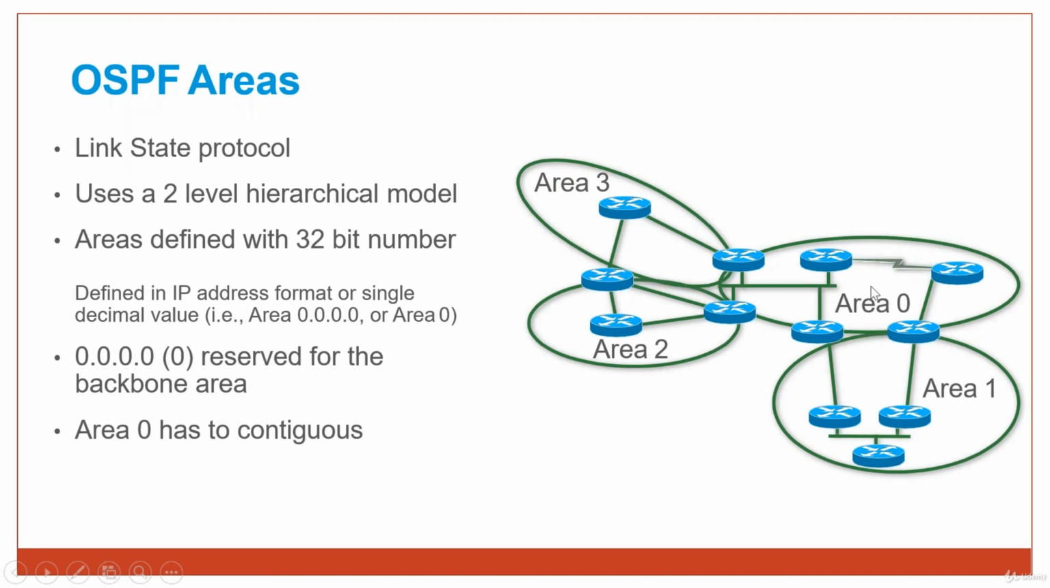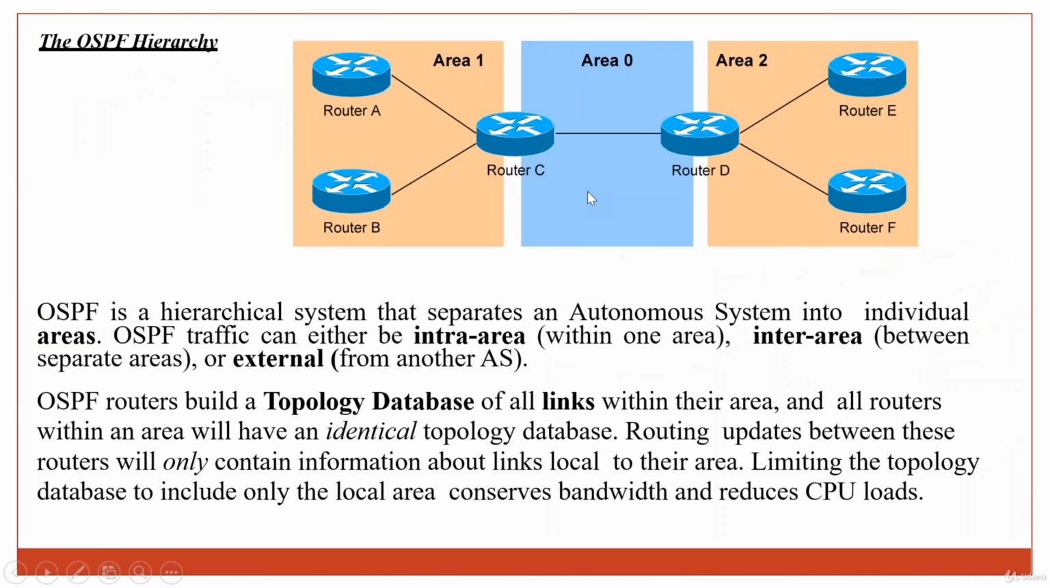All the areas are supposed to be connected with a backbone, that's area 0. If we have a non-backbone area connected with any other area, then you have to create a tunnel or virtual link in between. Now, suppose we have such a type of topology here. You can see that I have area 0 connected with area 1 and area 2.